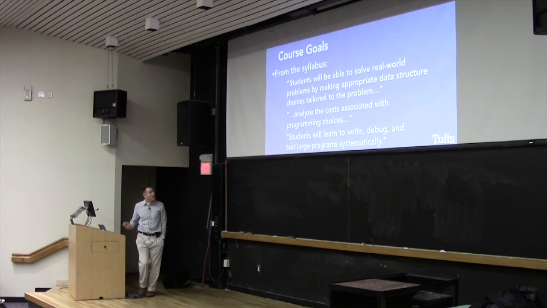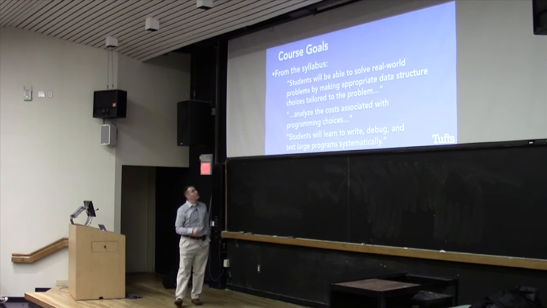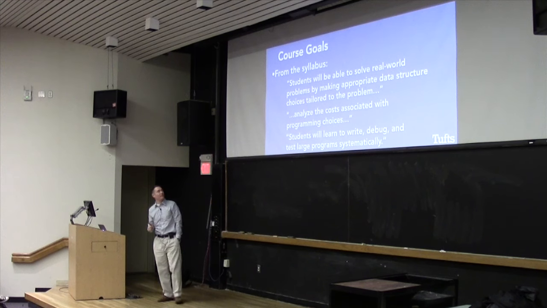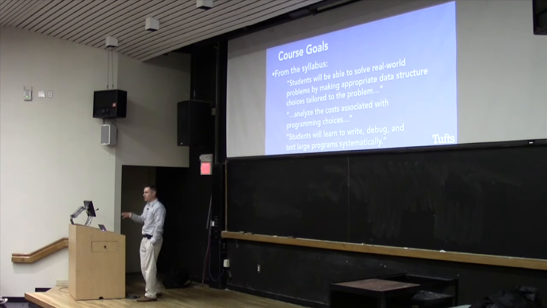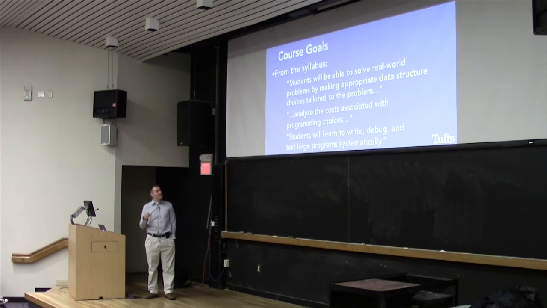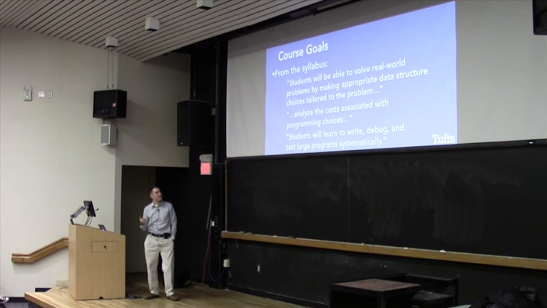Okay. All right. So some of the course goals. If you go to the website and you go to the syllabus, it says, quote, students will be able to solve real-world problems by making appropriate data structure choices tailored to the problem, all kind of boilerplate stuff. And then it says, look, we need to analyze the costs associated with programming choices. And then students will learn to debug and test large programs systematically.